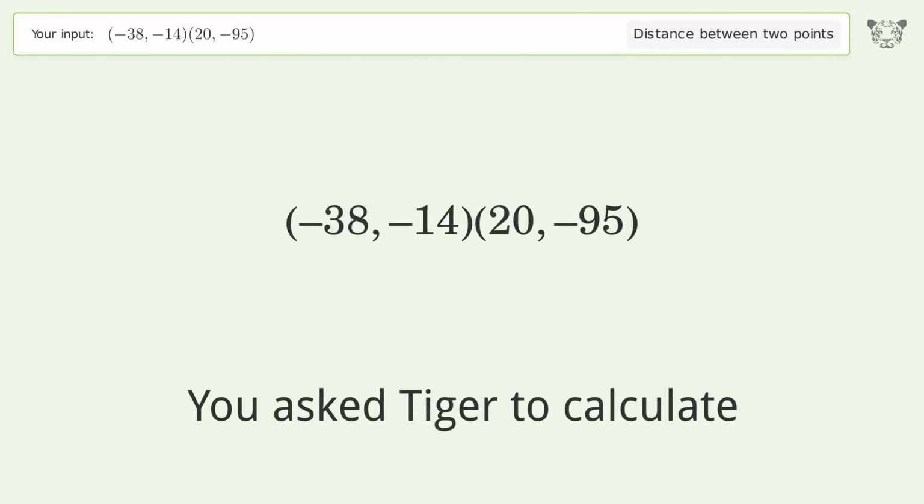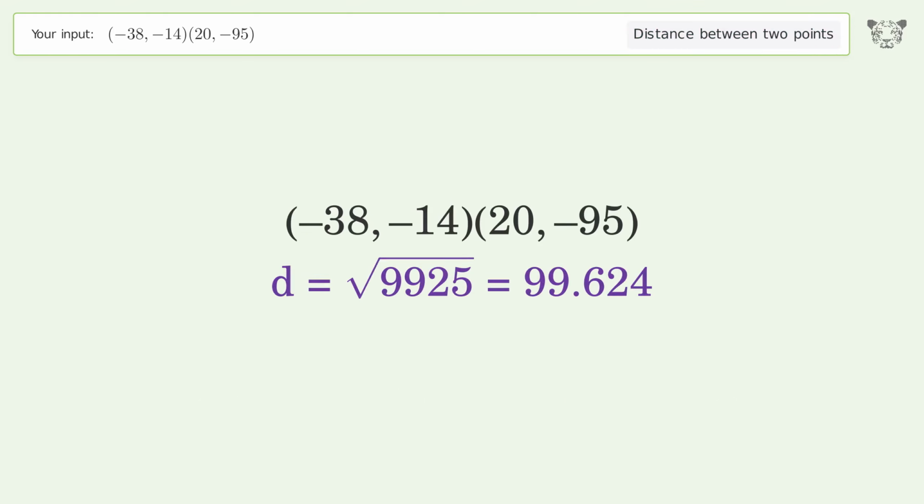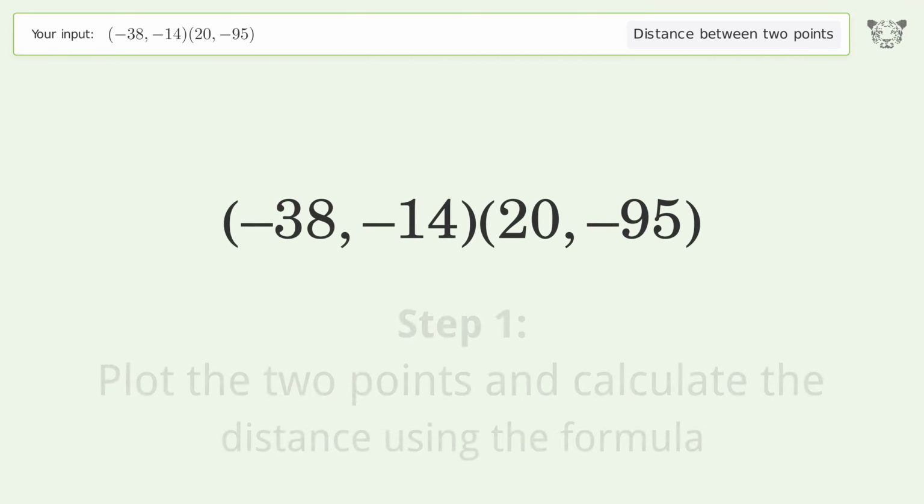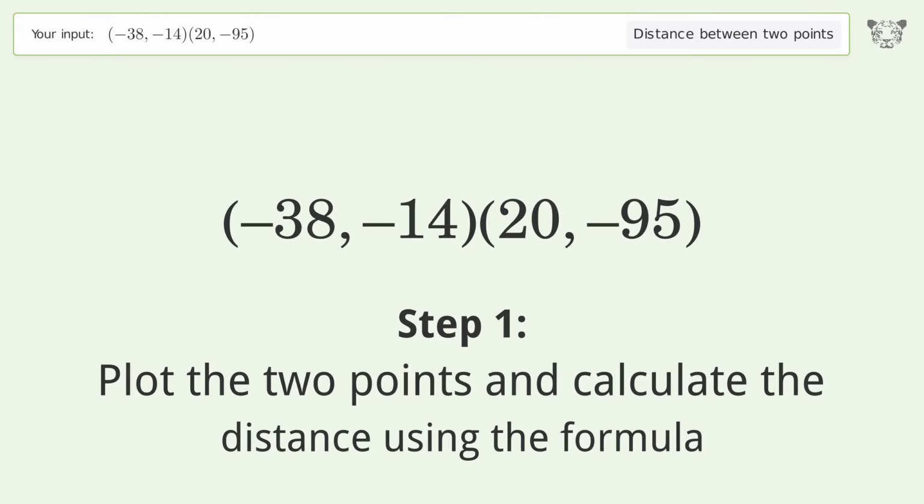You ask Tiger to calculate the distance between 2 points. The distance between the 2 points is the square root of 9,925 or 99.624. Let's solve it step by step. Plot the 2 points and calculate the distance using the formula.